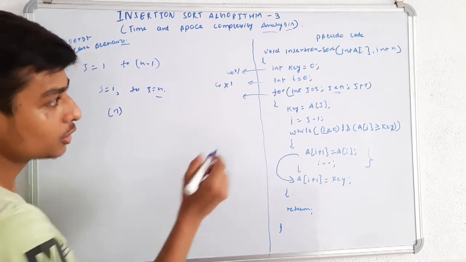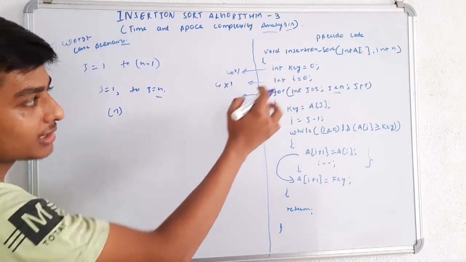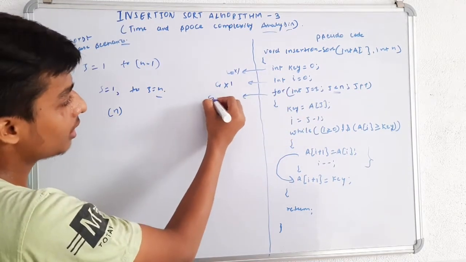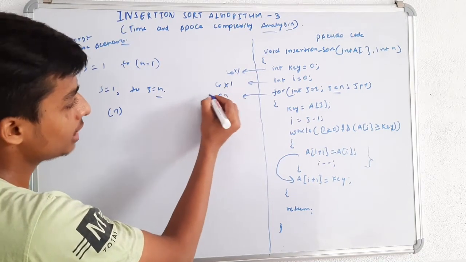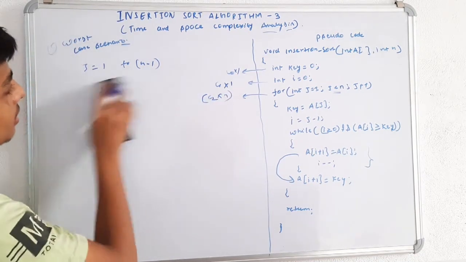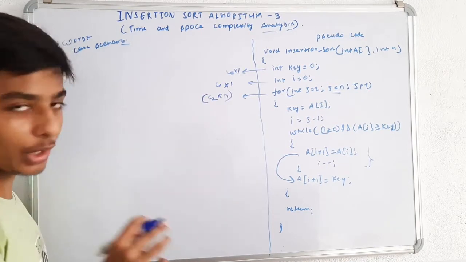Understood? So let's say the execution time for this statement is c2, then c2 into the total number of times it will be executed, so c2 into n, right? Okay, now let's move forward. It's going to be tougher.